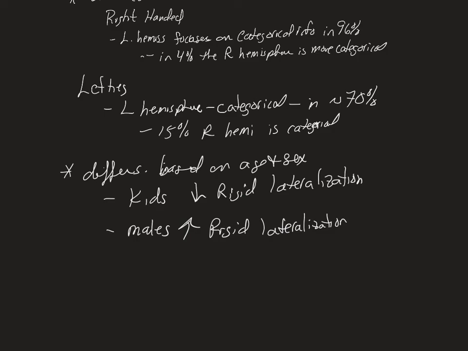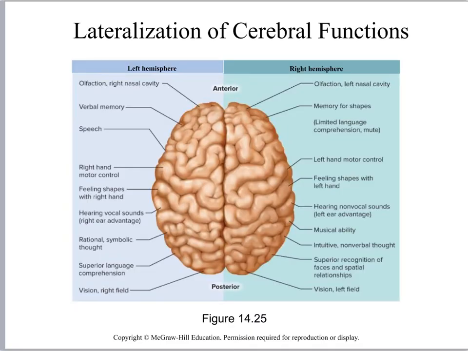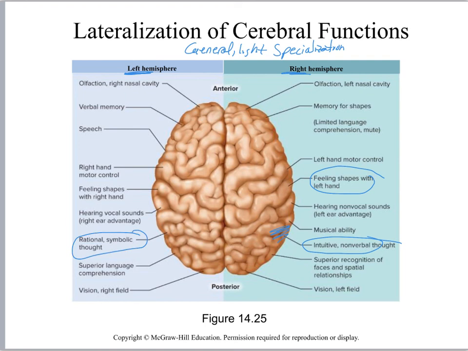All right, let's look at the last slide, which is a little picture. This is the picture from your book where it's showing you your left hemisphere versus your right hemisphere. And remember, general, light specialization, okay? When we look at MRIs and we see people doing intuitive nonverbal thought, we will see this area lighting up more, and we're not really going to see it that much on the left. But if we see people doing symbolic rational thought, I have no idea what they mean by that, it's going to be more over here.